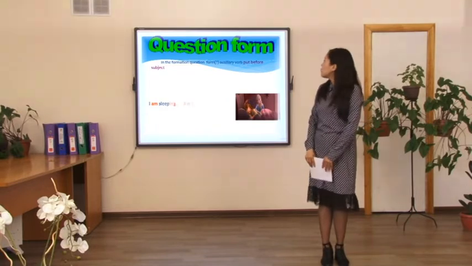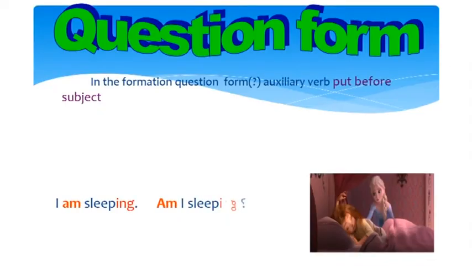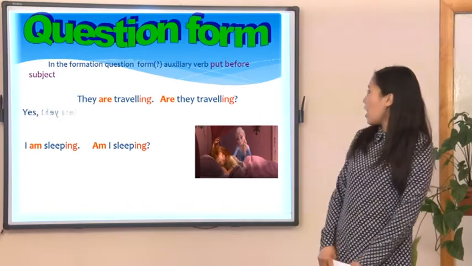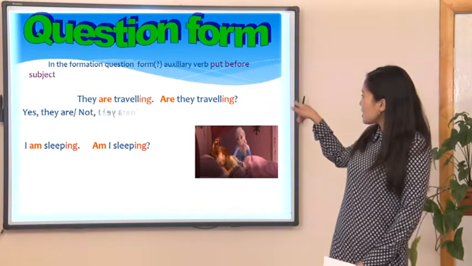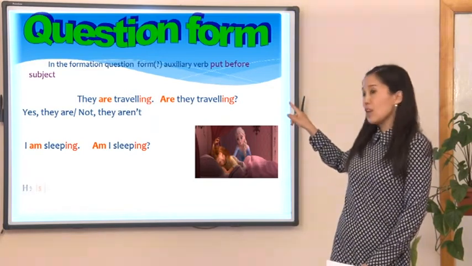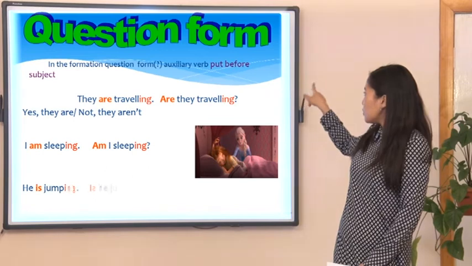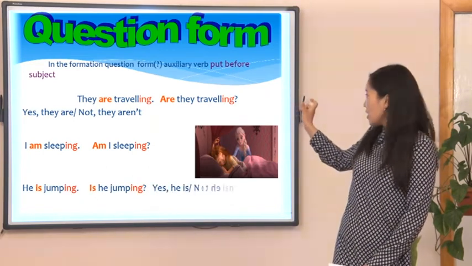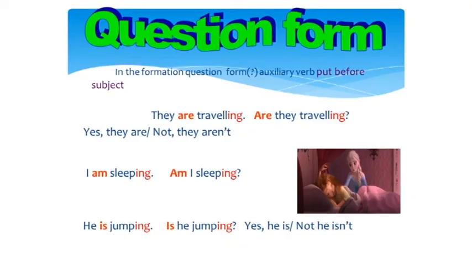How do we make a question form? In the formation of question form, the auxiliary verb is put before the subject. For example, they are traveling. Question, are they traveling? Okay, let's see here. Please pay attention. Are is to be. And as I mentioned, we put it before the subject. Then we change place. Do you see? Are they traveling?